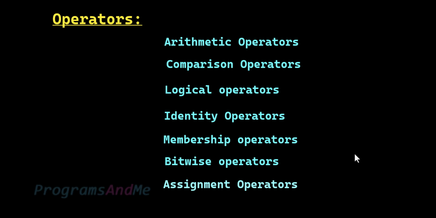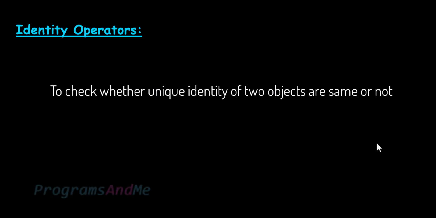We were discussing operators, and next we'll learn about identity operators. The identity operator in Python is an operator that is used to check whether two variables are pointing to the same memory location in the computer's memory or not.